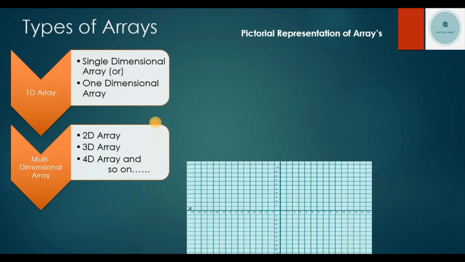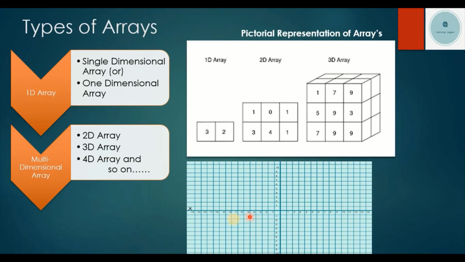Let us see a particular graph. What does the graph consist of? It consists of an x-axis and a y-axis, and on this side it is x dash and y dash. This is the representation of a graph. The same concept we use in terms of arrays also. This is a pictorial representation of an array.